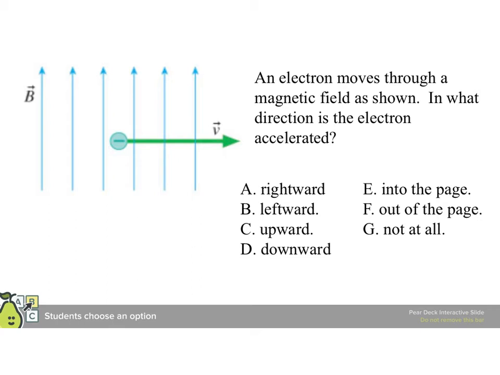Well, here we have, if we just draw our vectors a little bit, V and B. So they're at right angles, which is good. And if I curl my fingers, I would have to curl them this way. I would get that my thumb pointed out of the board like that. But that's actually not quite right because it's an electron, so it has the opposite sign. So it goes into the page.